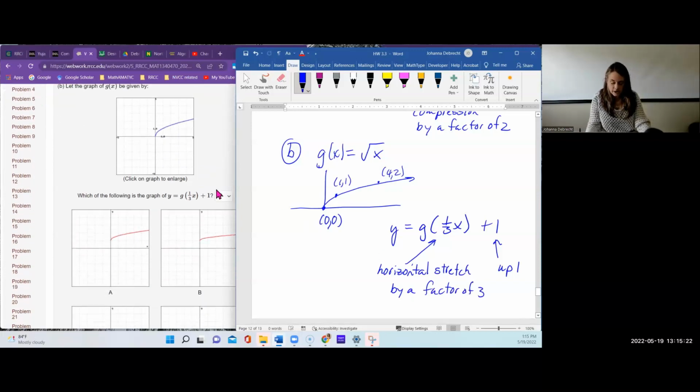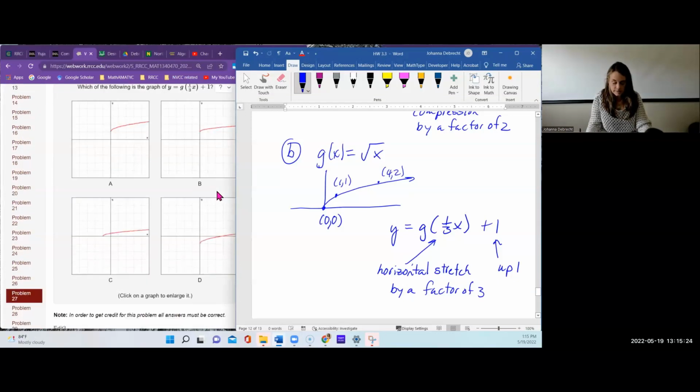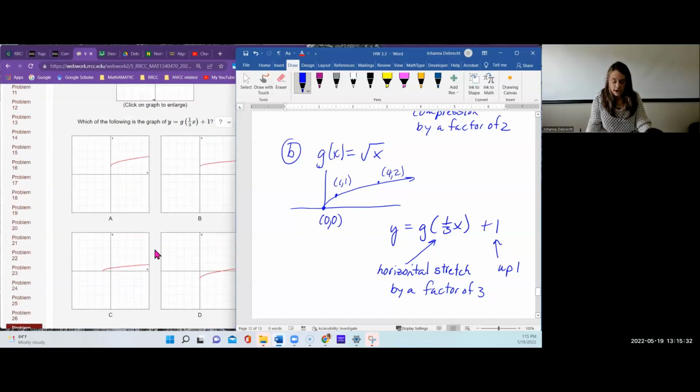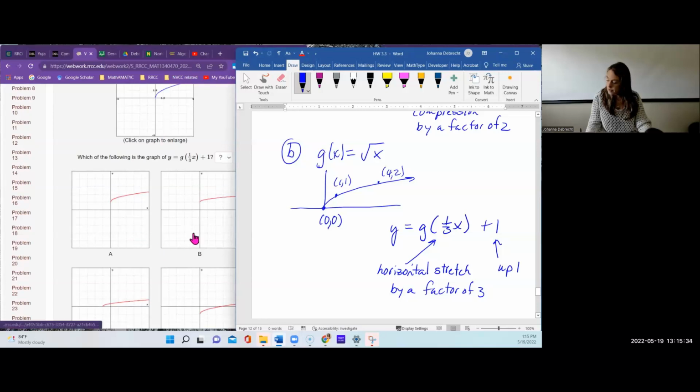Let's look at our graphs now and see which ones went up 1. This one up 1 and this one up 1, but this one went down 1, which has to be incorrect, and this one left 1. C and D are out. It's got to be A or B. When we're looking at this one then, which one has the horizontal stretch by a factor of 3?